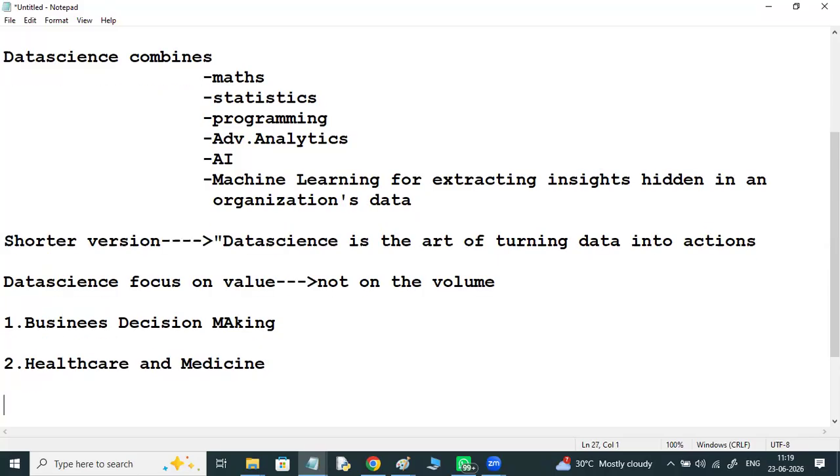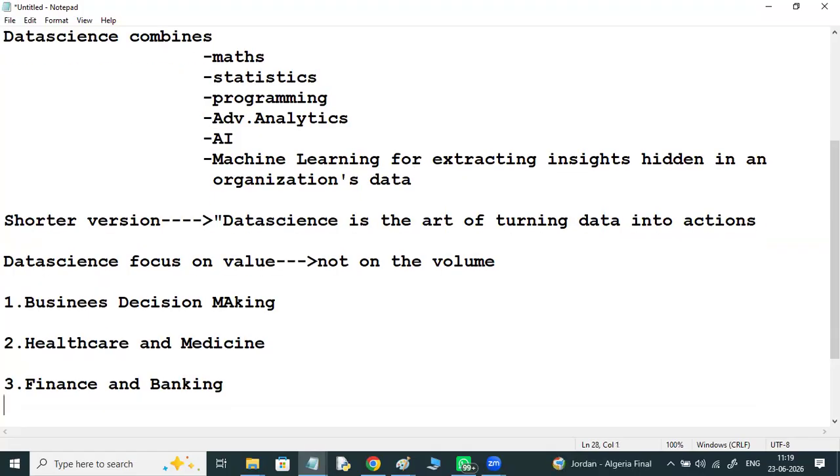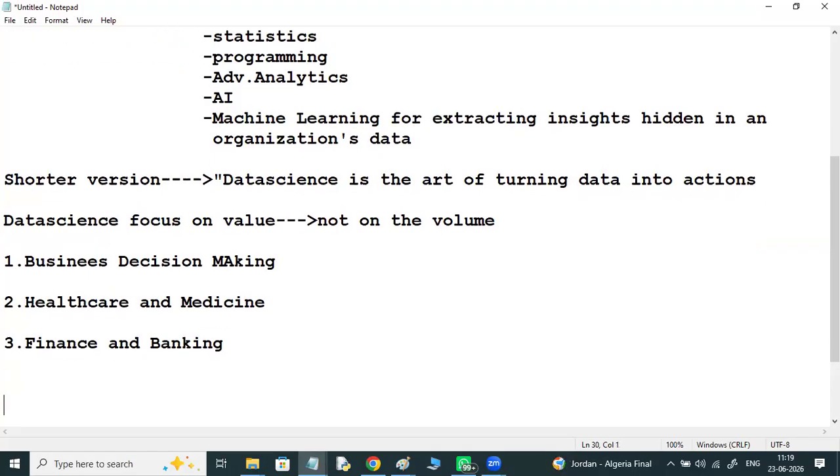And it is even used in the finance and banking sector. Here it is used in detecting fraud, managing risk, and providing personal customer services. Predictive models forecast trends and optimize portfolios, right? Yes.